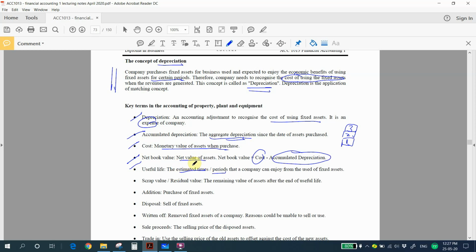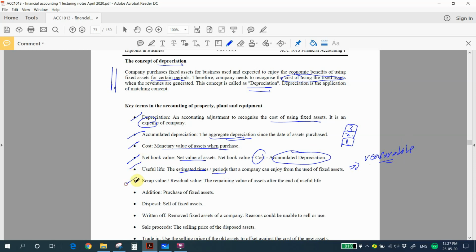To take note, the estimated time, the useful life of the asset must be reasonable. For example, for computer, you can set 3 to 5 years, but you cannot say 10 years because 10 years may be too unrealistic for a laptop or computer. For example, handphone, you can set 2 years, 3 years, 5 years useful life. But if you set for like 20 years, which is not so reasonable. So the setting of the useful life must be reasonable.